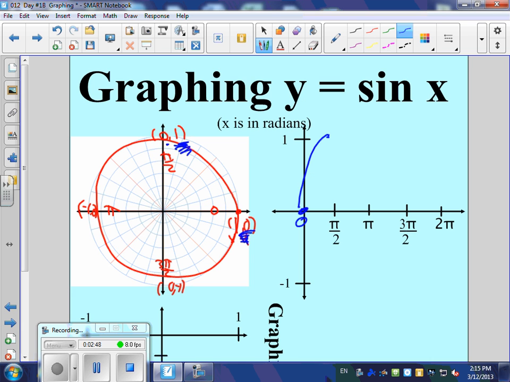Then where does it go when you come down to pi? 0. And then it's going to go down to negative 1, and then back up to 2 pi. So if we sketch it, it looks something like that. There's your sine curve.